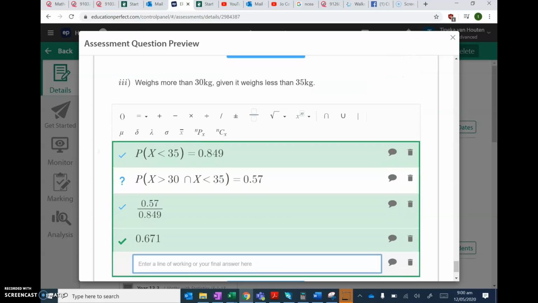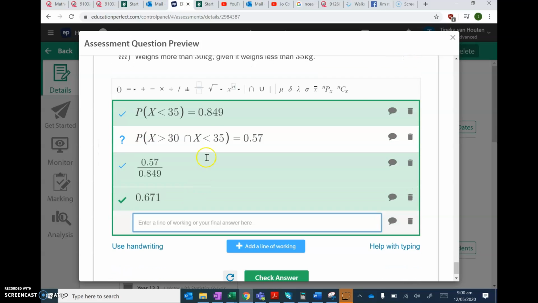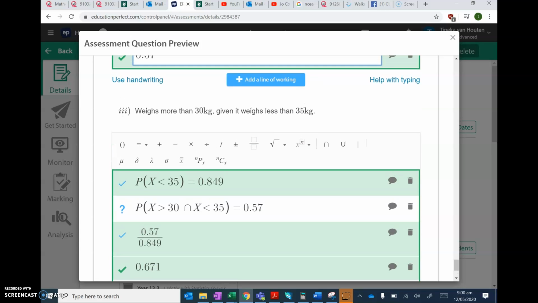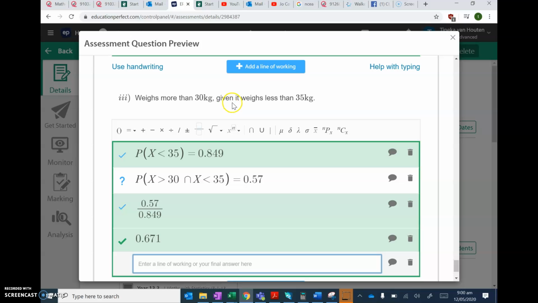And finally, weighs more than 30 kgs given it weighs less than 35 kgs. Right, this one's a little bit more tricky. So we need those two bits of information that they've scaffolded us into, but we're looking at the calves that weigh more than 30 kgs out of the calves that weigh less than 35 kgs.